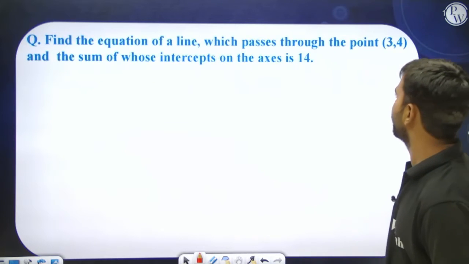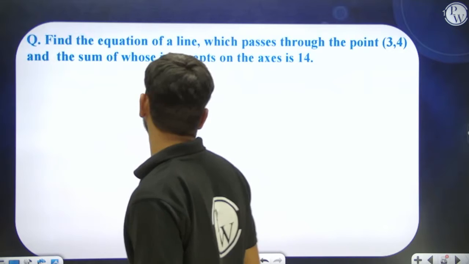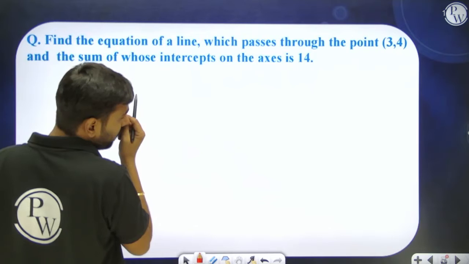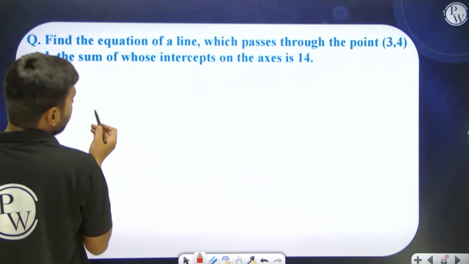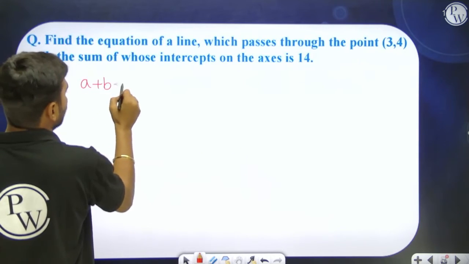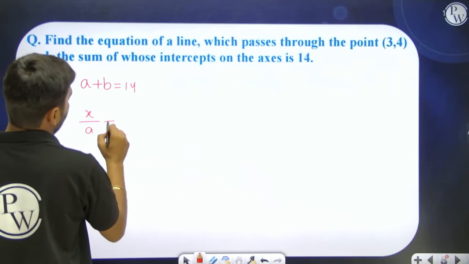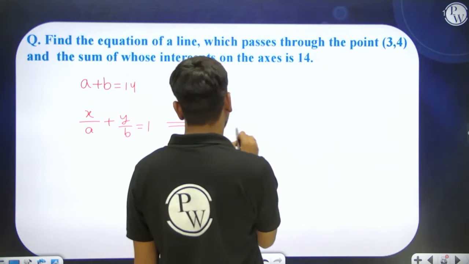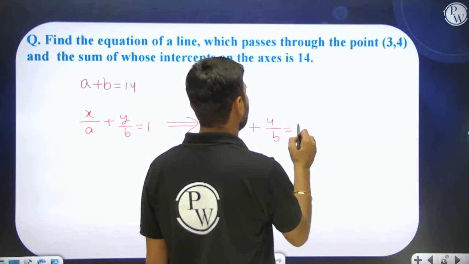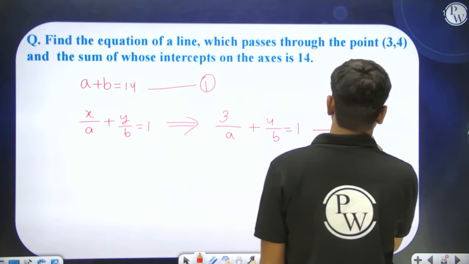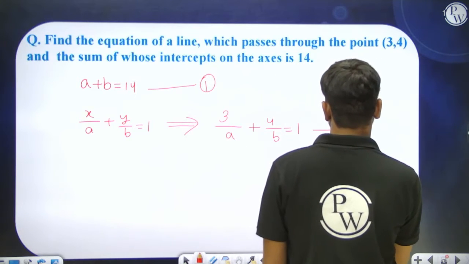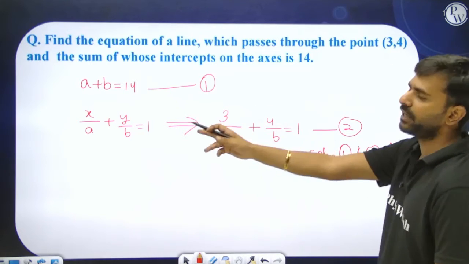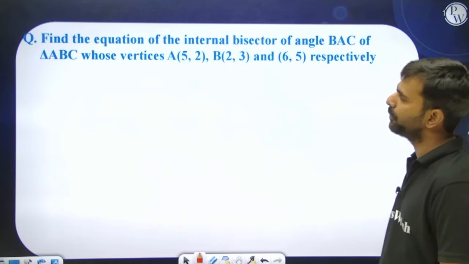Okay, find the equation of the straight line which passes through the point 3, 4 and the sum of whose intercepts on the axes is equal to 14. So let's say a plus b is equal to 14 is given to me, and x by a plus y by b equal to 1 is the equation of a straight line in the intercept form. So 3 by a plus 4 by b equal to 1. Calling it equation 1, calling this equation 2, solve 1 and 2 for a and b. The moment you get the values of a and b, you can put them over here and the straight line will be there in front of you. So I hope you guys can do this now.